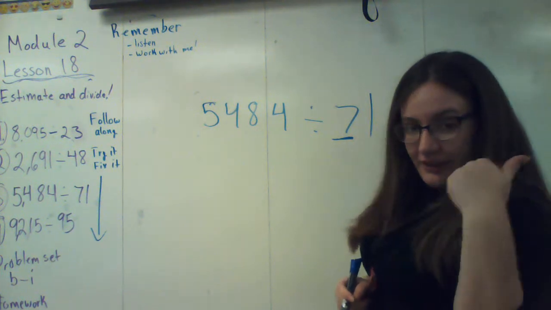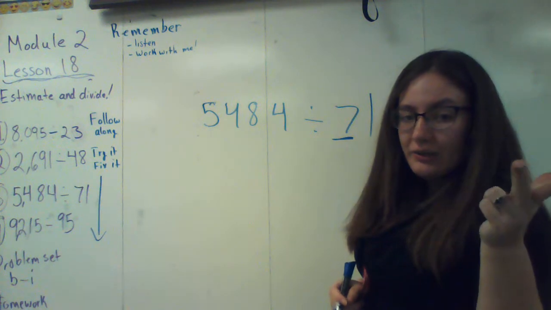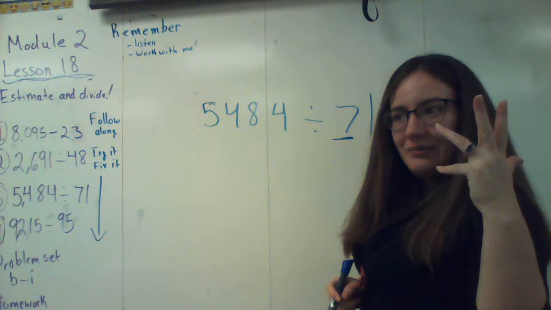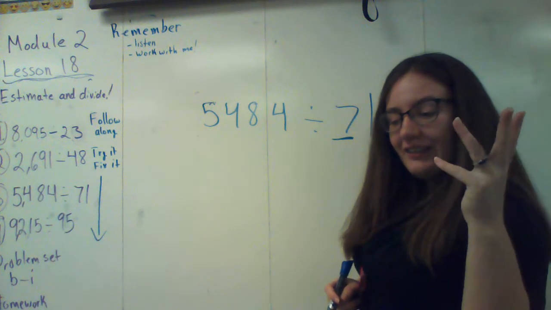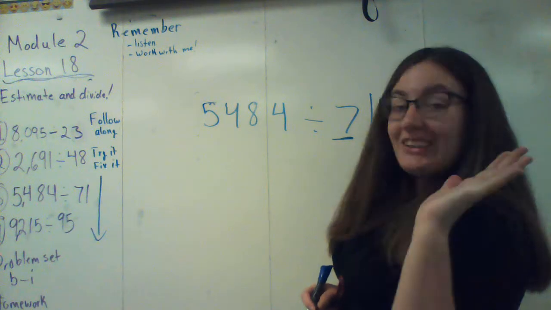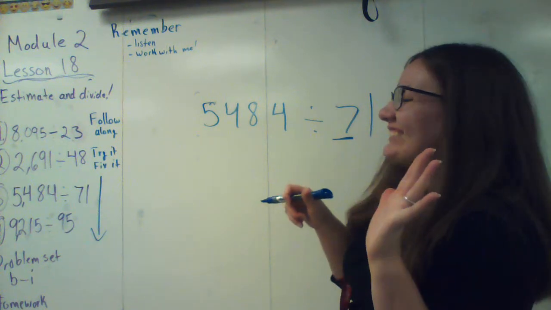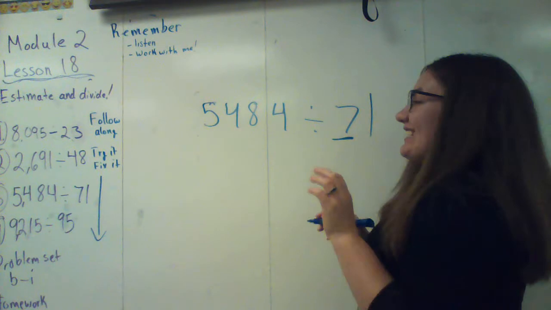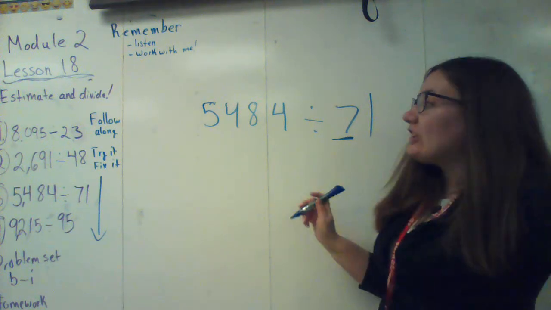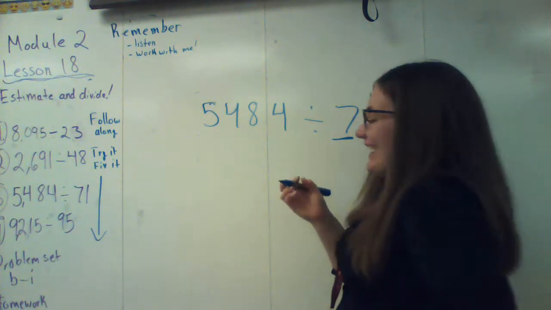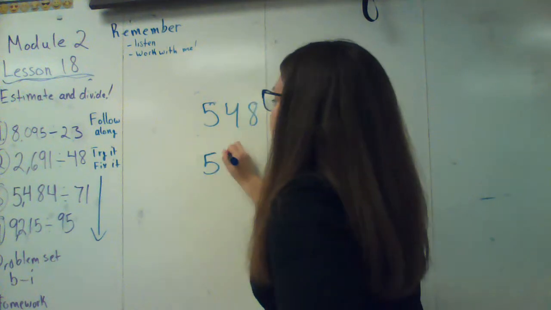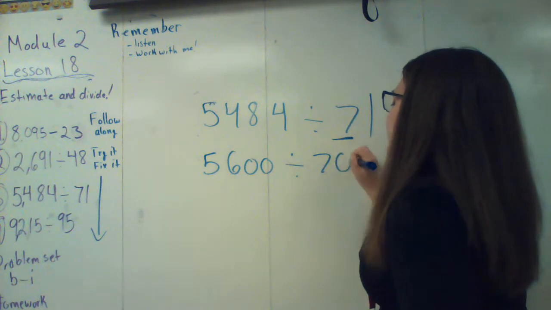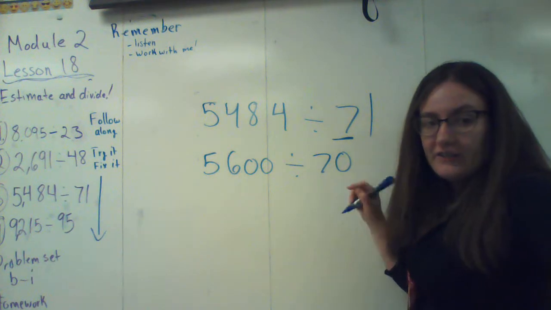So I'm going to count by 7. I have 7, 14, 21, 28. What's next? Brain fart. 28, 35, 42, and then we'll have 49, and then we'll have 56. I would say 56 is pretty much as close as we're going to get to 54. So I'm going to round this to 5,600 divided by 70, because I know that 7 is a factor of 56.